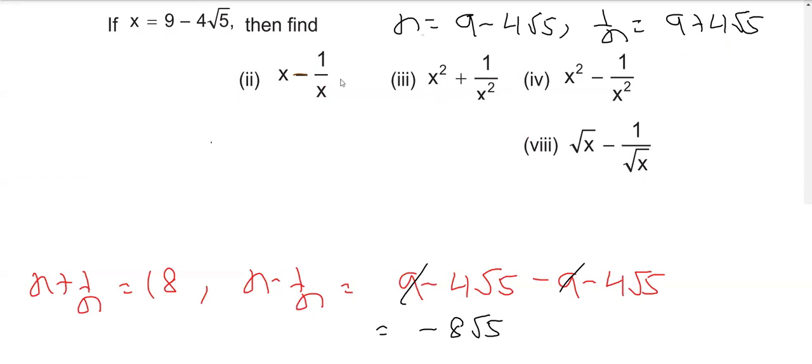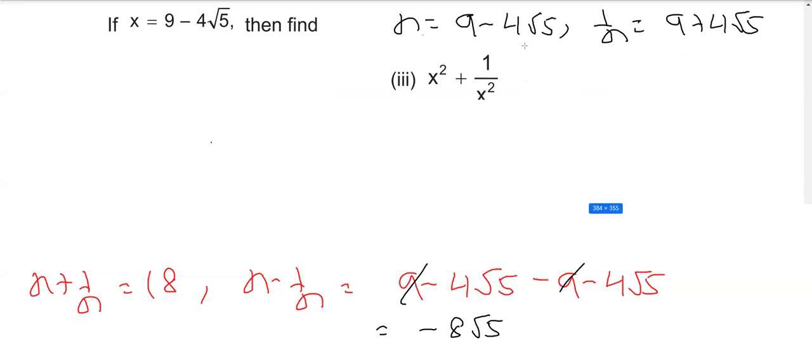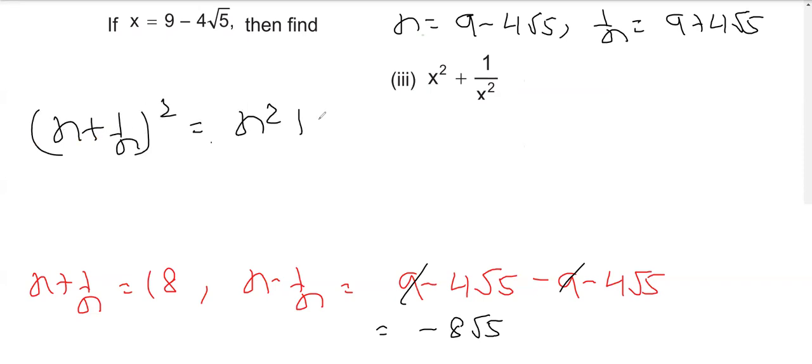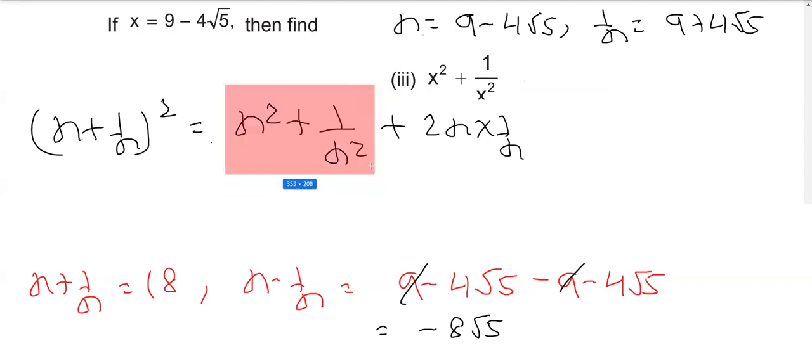Now coming to the third part, it is x square plus 1 by x square. So we'll not be placing the value of x and 1 by x. We'll first apply the identity: x plus 1 by x whole square is equal to a square, that is x square, plus b square, that is 1 by x square, plus 2 times x multiplied by 1 by x. Now we have to get the value of this, so we'll replace the other values.